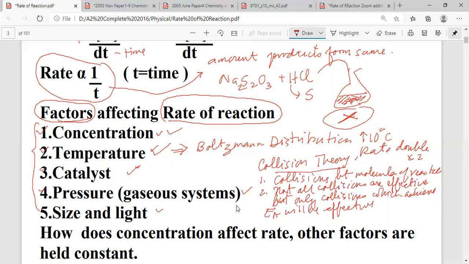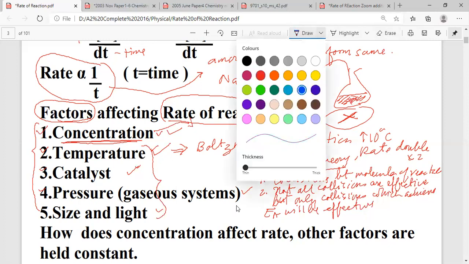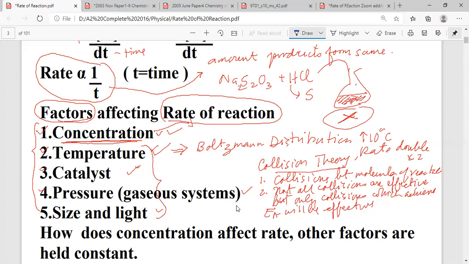But now, for this part of your syllabus, all these things will be held constant. We are going to see how the one thing, concentration, not only concentration, but of the reactants, very important. I'm going to put blue color here just to show you that it's important. Concentrations of reactants: how does it affect the rate? For example, you increase the concentration by one time.